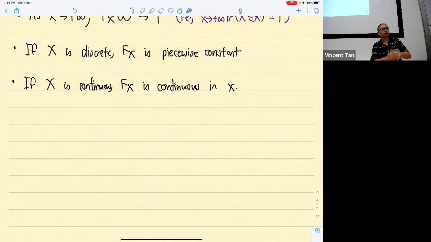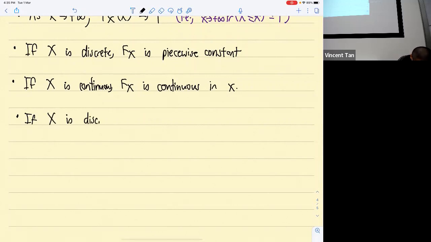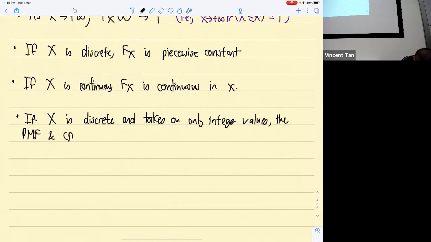So you don't need to worry about that, because that is one whole class. Okay. And in particular, we want to recover the CDF from the PMF and so forth. If X is discrete and takes on only integer values, then the PMF and CDF can be obtained from each other by summing and differencing.